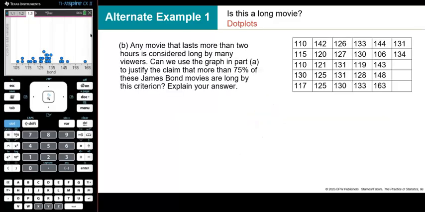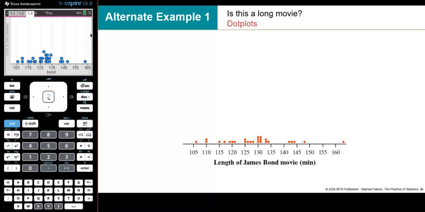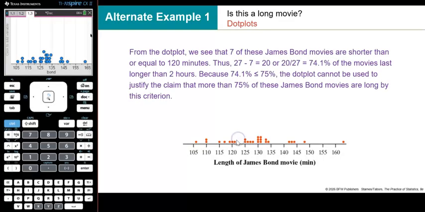Any movies that last more than 2 hours are considered long by many viewers. Can we use the graph in Part A to justify the claim that more than 75% of these James Bond movies are long by this criterion? So let's see, longer than 2 hours, so that'd be longer than 120, right? More than 120. It's easy to see on the graph. You can see where 120 is, and you can count them out if you need to.